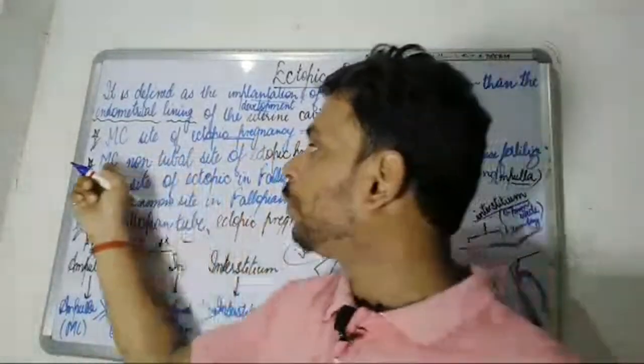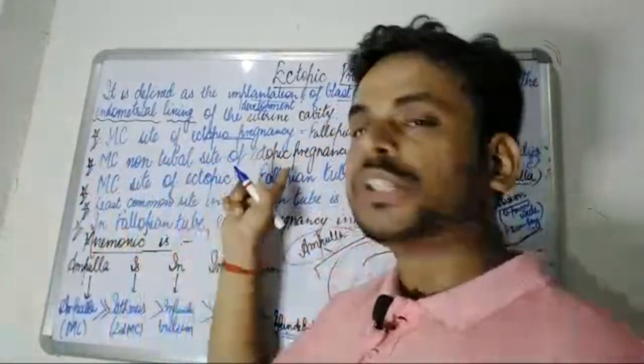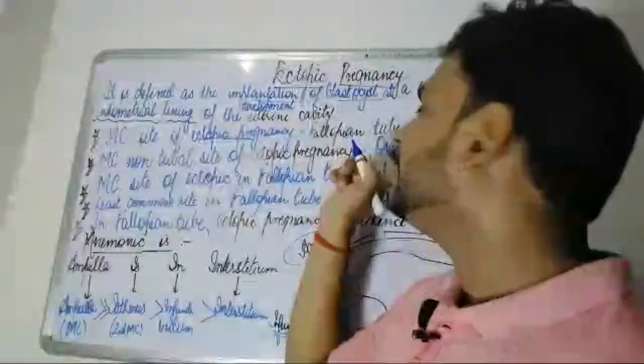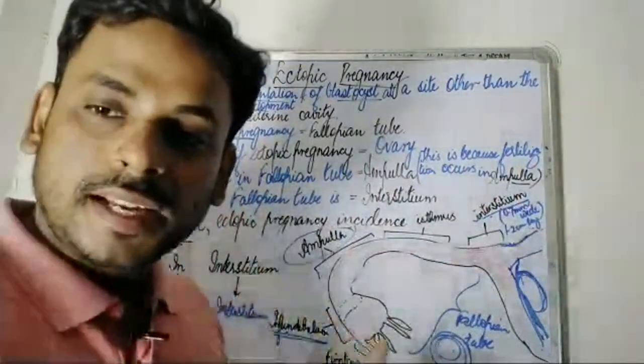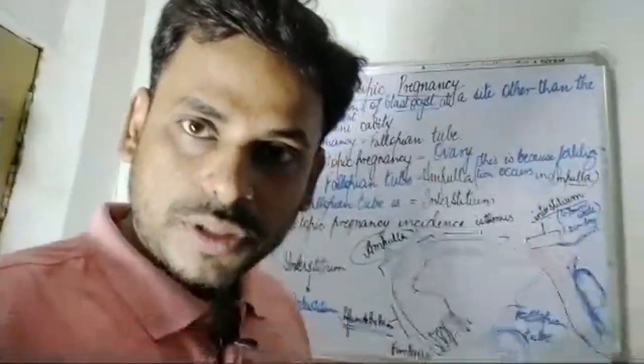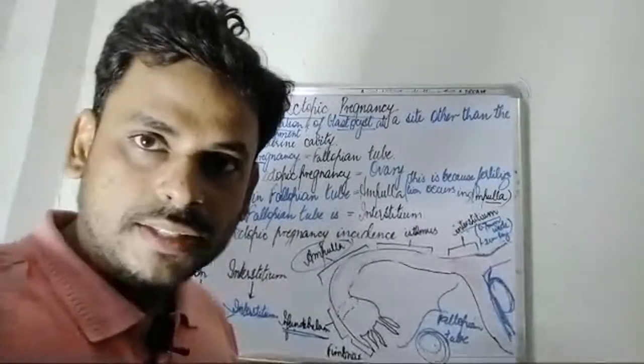Now next, the most common non-tubal site of ectopic pregnancy is the ovary. This is another one-liner MCQ, another multiple choice question that is very frequently asked.